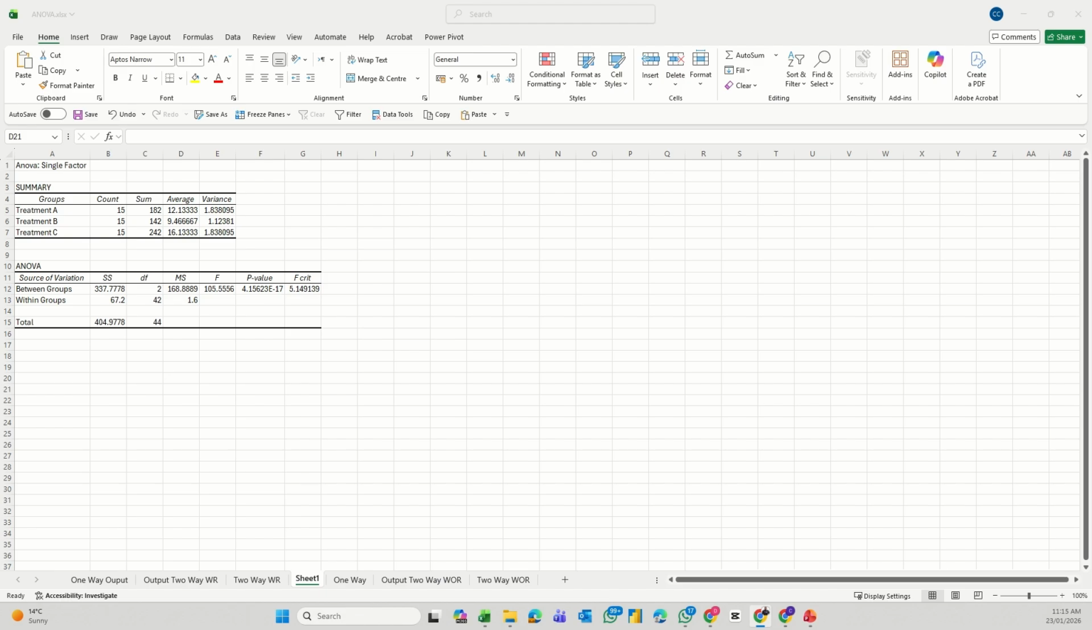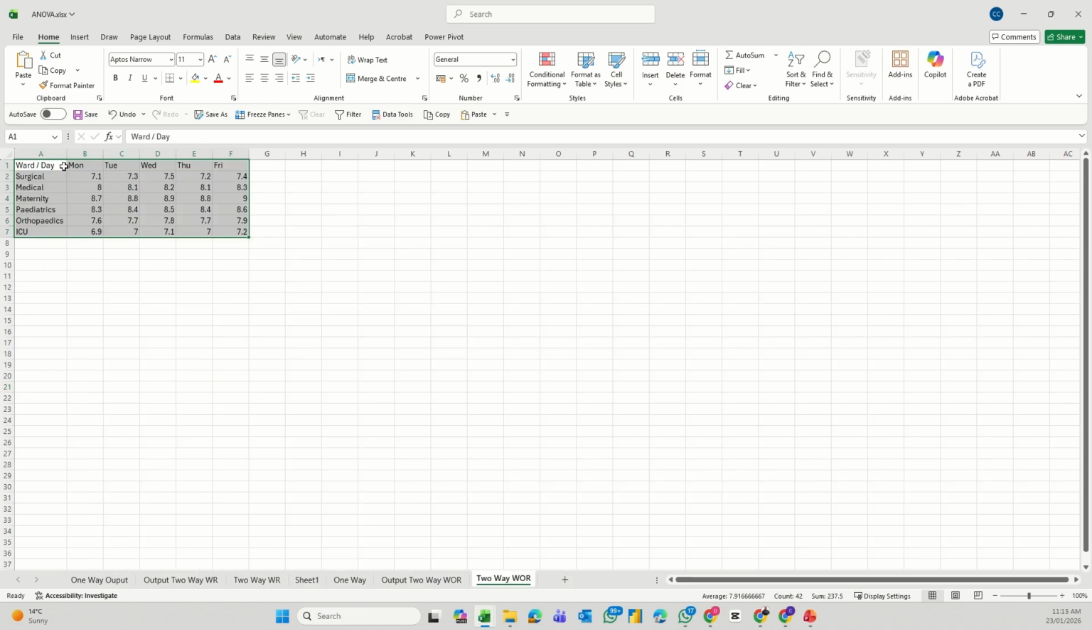Another thing, let's move to the two-way ANOVA without replication. Now, in two-way ANOVA, you could notice something, that you have two different factors, which are day and ward. Here, you need to know what a column is. A column is your day. Then the wards are your rows, because it will help you later on when your results are out.